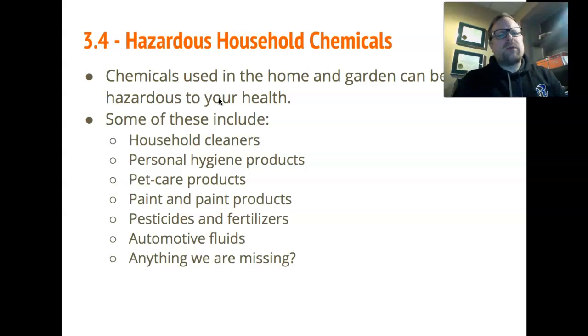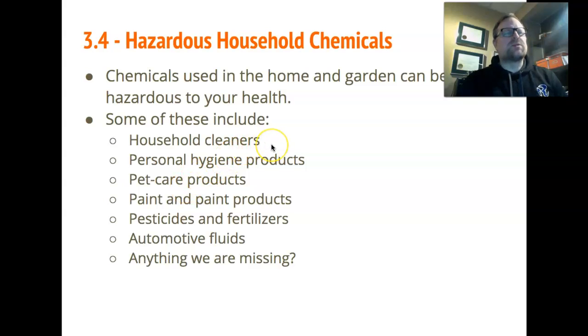Now, I know back in elementary school, you've done a bunch of work with this, and you have an idea of the safety symbols that are on these different chemicals that you find in your household. But it's worthwhile to talk about it now in the context of what we've been covering in this unit so far.